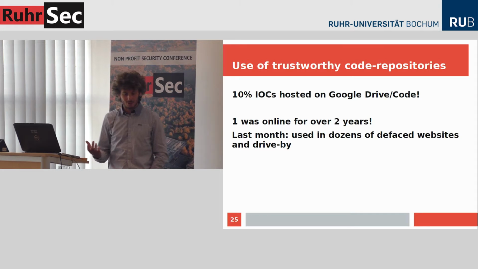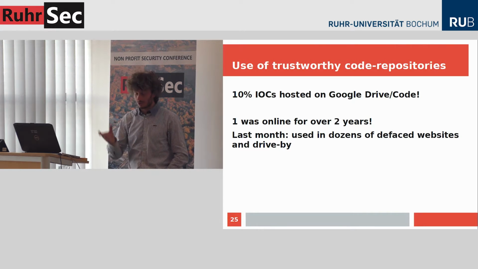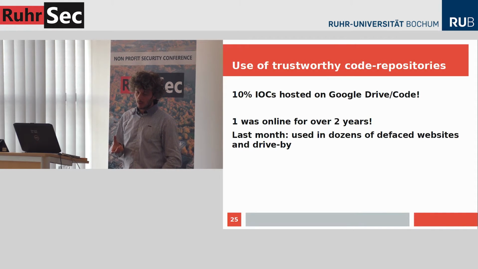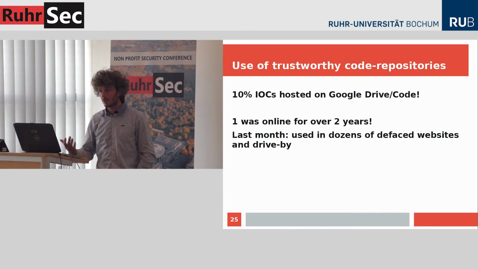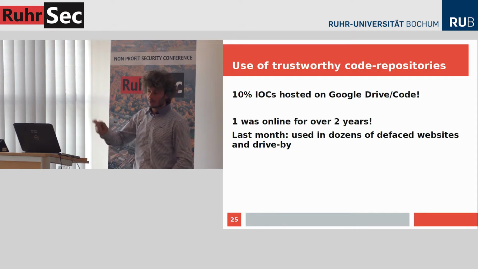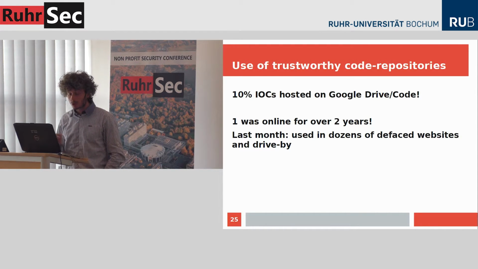I was expecting that they would be hosted, as I said, on compromised web servers in Russia or somewhere else. But actually, 10% of them were hosted on Google Drive and Code. We show that it's very difficult to detect such JavaScript because the JavaScript itself is actually benign. And one of these was online for over 2 years. The last time I checked, it was still used by a dozen defaced websites. These websites were all defaced by the same hacking group, and they were all including the same JavaScript, which was hosted on Google. The same JavaScript was also used for drive-by web malware infections.